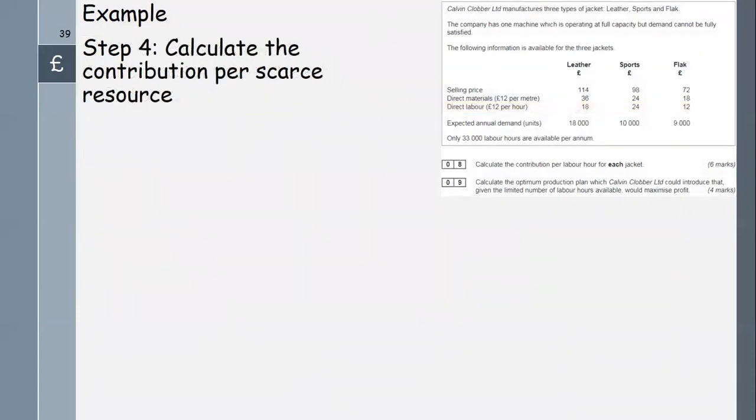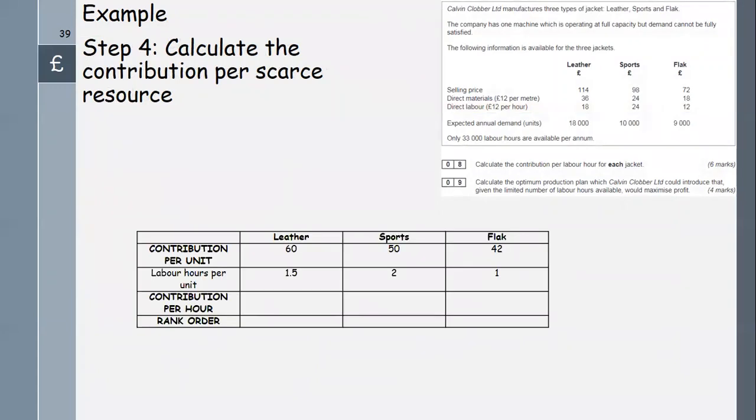Step 4, we calculate the contribution per scarce resource. So that means how much contribution do I get per hour. So they're the 2 last rows you should have filled in, the contribution per unit and the labour hours per unit. So leather, for example, it's £60 contribution per unit, but it takes 1.5 hours to make. So the contribution per hour, well, I'm just going to do 60 divided by 1.5, so it makes £40 per hour. Similarly, sport, 50 divided by 2 is 25, flak, 42 divided by 1 is 42.